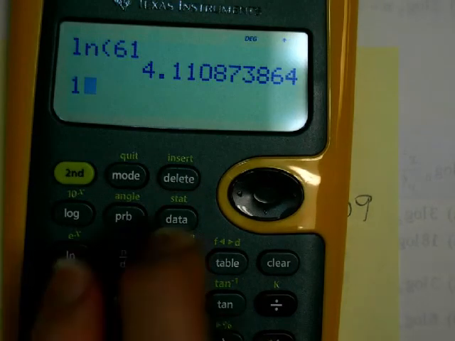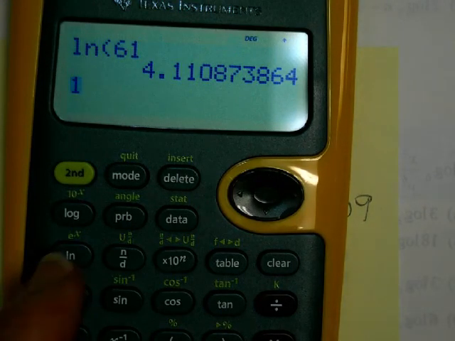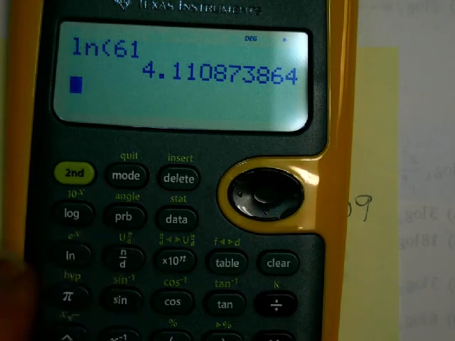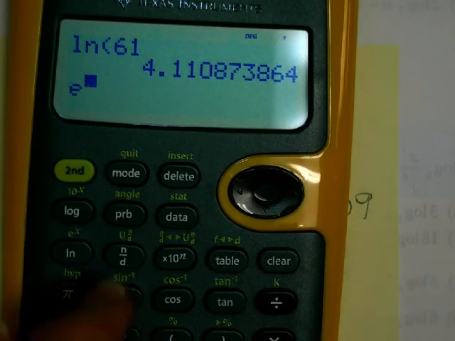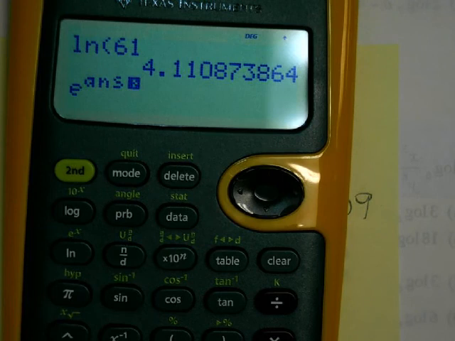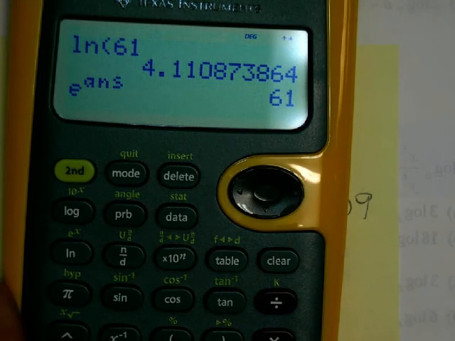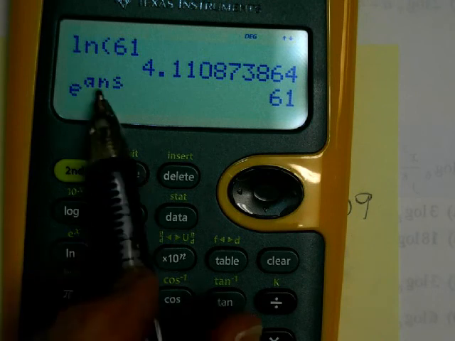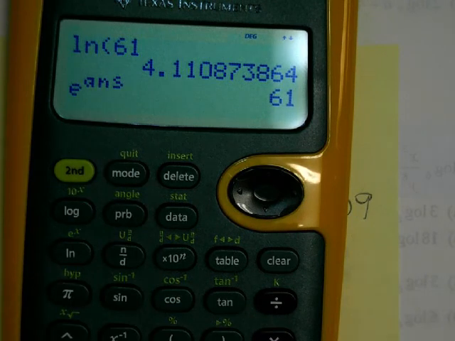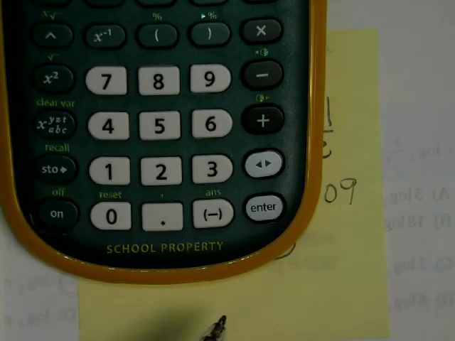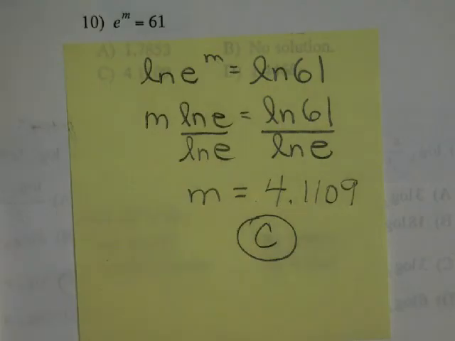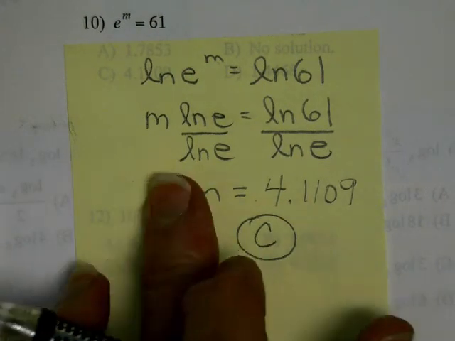And you can check it really quick by doing, oh, e, sorry. E, where's my e? There's my e, clear. Okay, second e, and then I put in my answer, and bam, comes out 61. Little calculator trick: that second function down here will take your answer and put it where you want it to be. So that's a nice little thing to have as you're working through these.